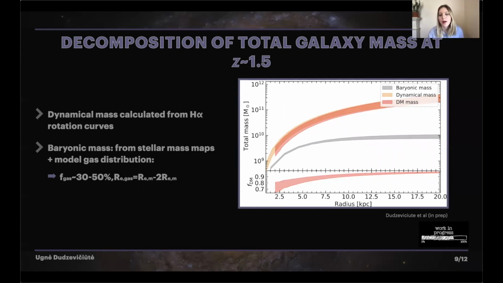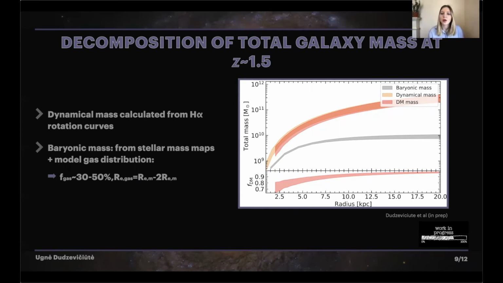So here on the right, I'm showing the total mass versus radius in one of these sample sources, where orange shows the dynamical mass and the gray shows the baryonic mass. Now, to get the baryonic mass, we also have to include the gas contribution in these galaxies. Unfortunately, we don't yet have CO maps, so we have to model the gas distribution. We allow the gas fraction to vary between 30 and 50%, and we assume that the radial extent of the gaseous component is the same as the stellar extent and allow this to vary up to 2 times the stellar extent. And this gives us the gray uncertainty region, to see what the total mass from the visible component would look like if the gaseous contribution was between these parameters.